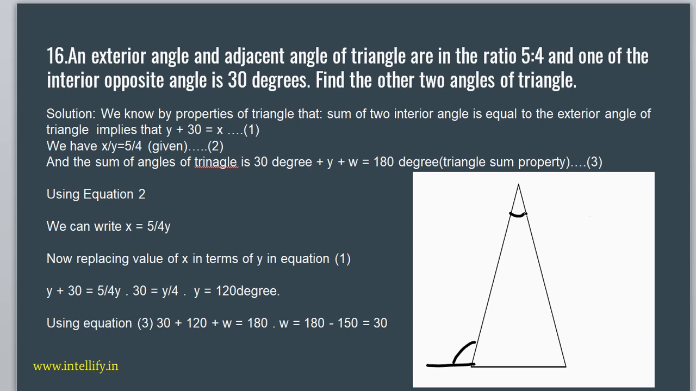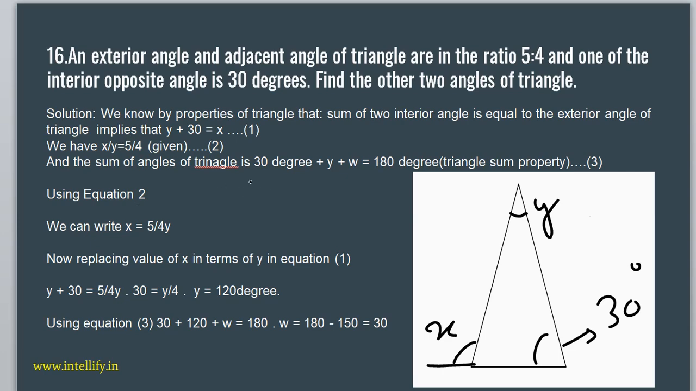So I am representing the exterior angle as x and the interior angle as y here, and the one interior opposite angle, which will be here, is 30 degrees. Find the other two angles of the triangle. We know by the properties of a triangle that the sum of two interior angles is equal to the exterior angle of the triangle, which implies y plus 30 equals x. This is the exterior angle property, and we have been given x by y equals 5:4.